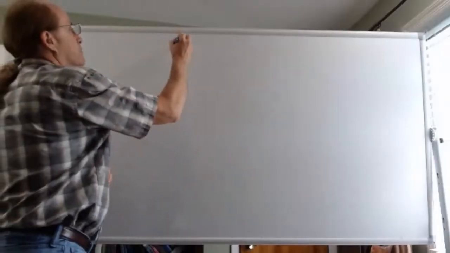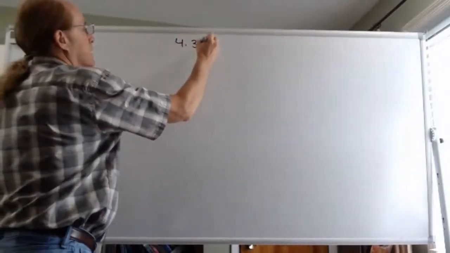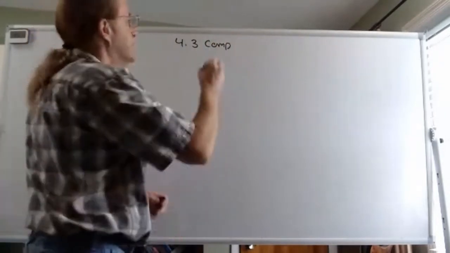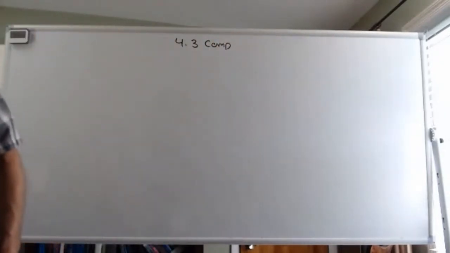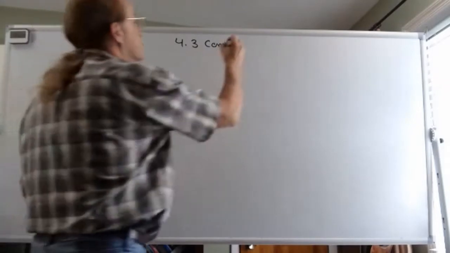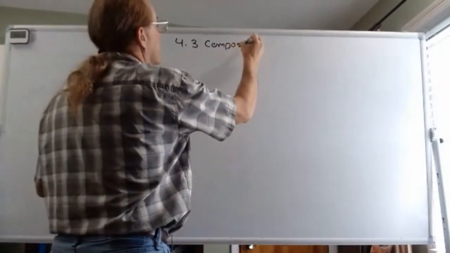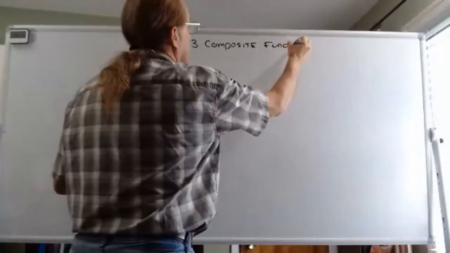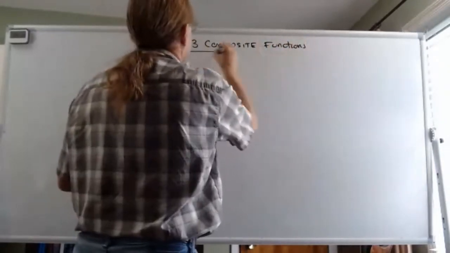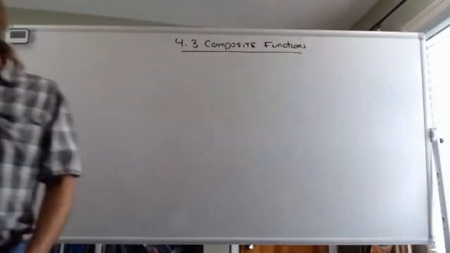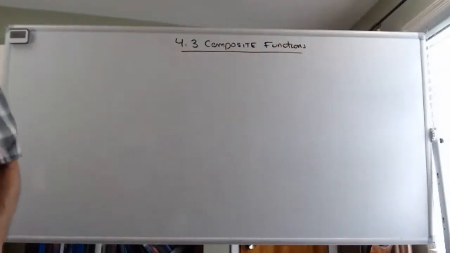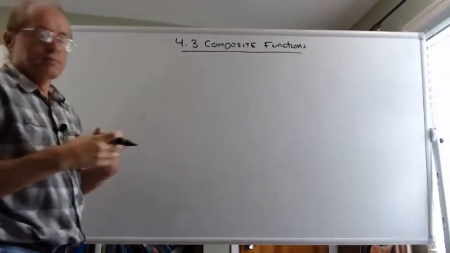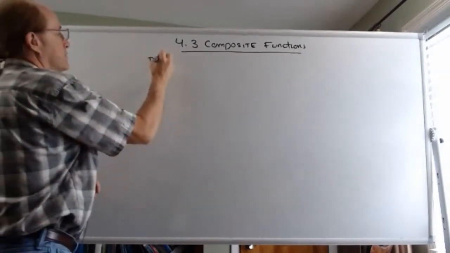Look at something called a composite function. A composition of a function, or composite functions, if you will. So let's start with a definition. What is a composite function? It's a composition, as it will be, of two functions. Here's our definition.